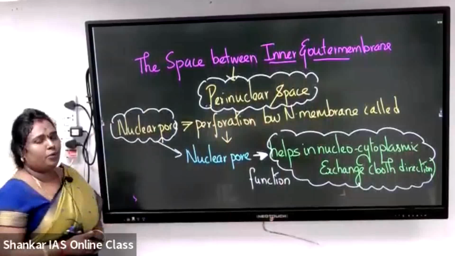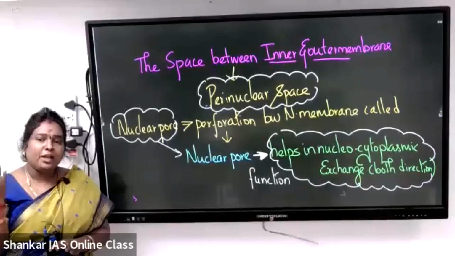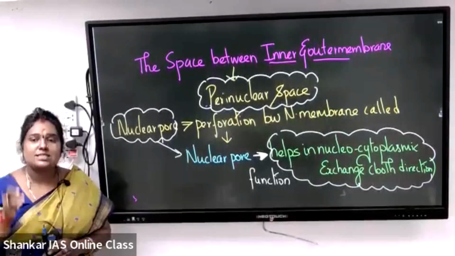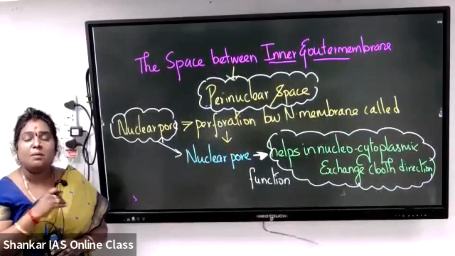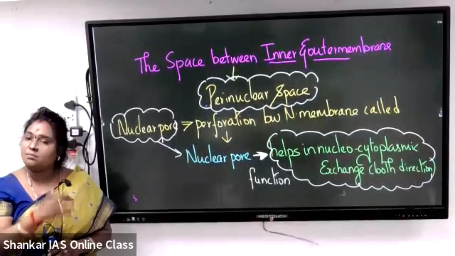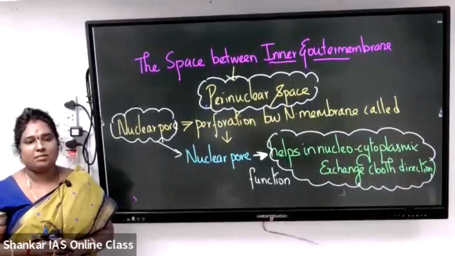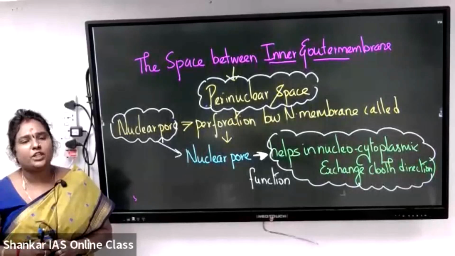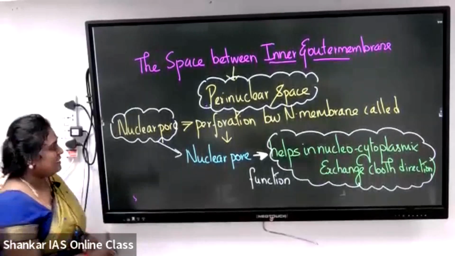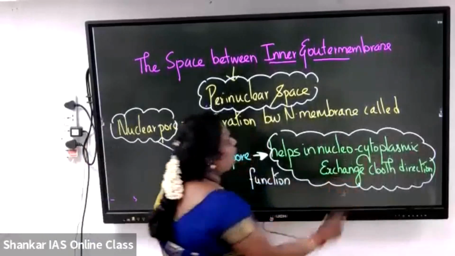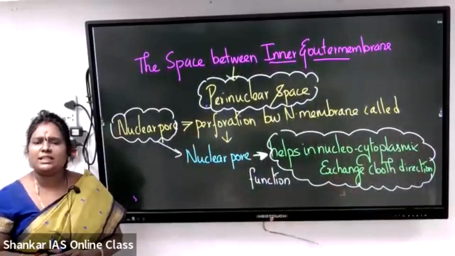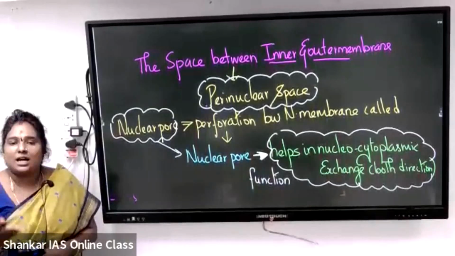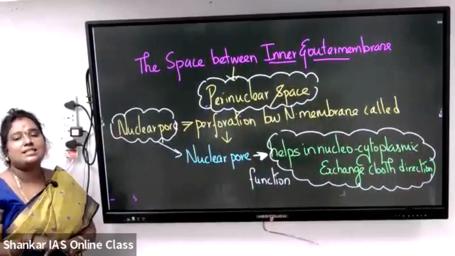What is a nuclear pore? As I said earlier, the membrane of the nucleus is not continuous. It is discontinuous, and in places it has some perforations or gaps. These gaps we call nuclear pores. Now the next question comes: what is the purpose of the nuclear pore? The answer is they help in nucleocytoplasmic exchange. What do you mean by that? There should be some transfer between the nucleus and the cytoplasm.